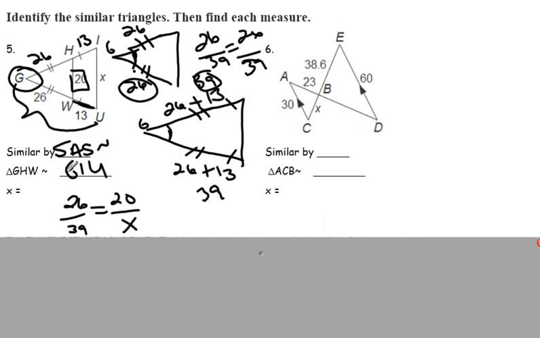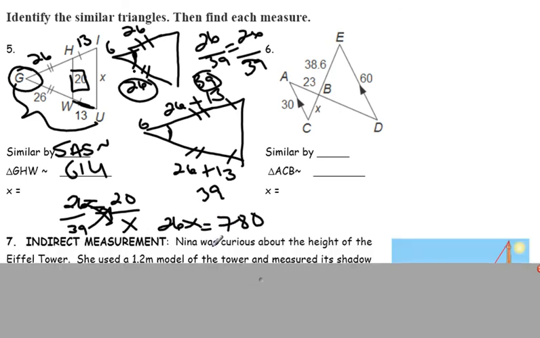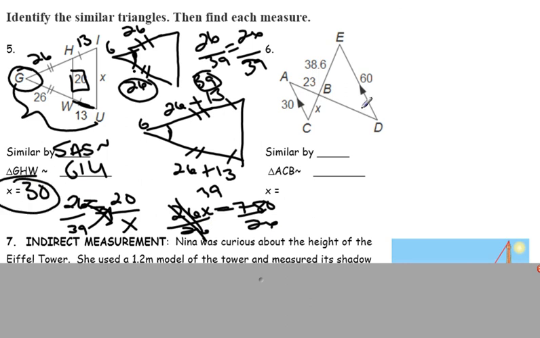And this is where your cross multiplication is going to come in. 26 times x is 26x, and 39 times 20 is 780. So we're going to divide both sides by 780. I'm sorry, no, 26. Divide both sides by 26. So we're going to get x equals 780 divided by 26, or x equals 30.